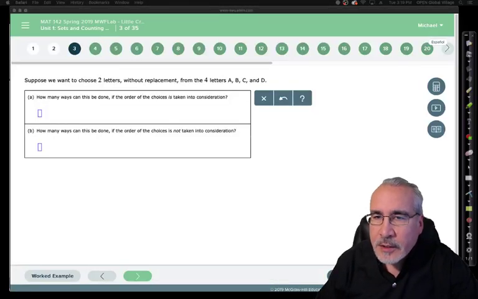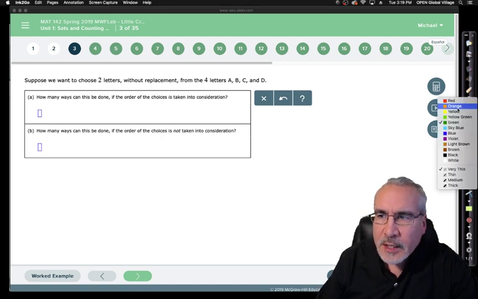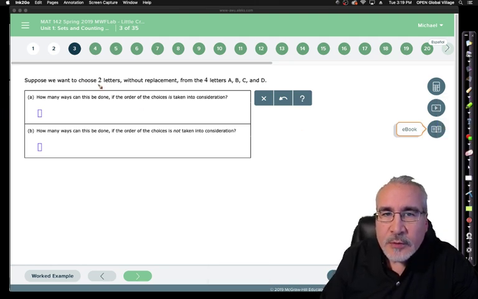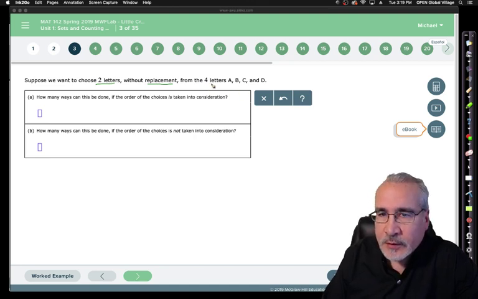Here we are at question number 3, and we are into our permutations and combinations. So the question we're given is we want to choose 2 letters without replacement. That means we're not going to put them back in. So once we use a letter, we can only use it once. We're given 4 letters to use, A, B, C, and D.